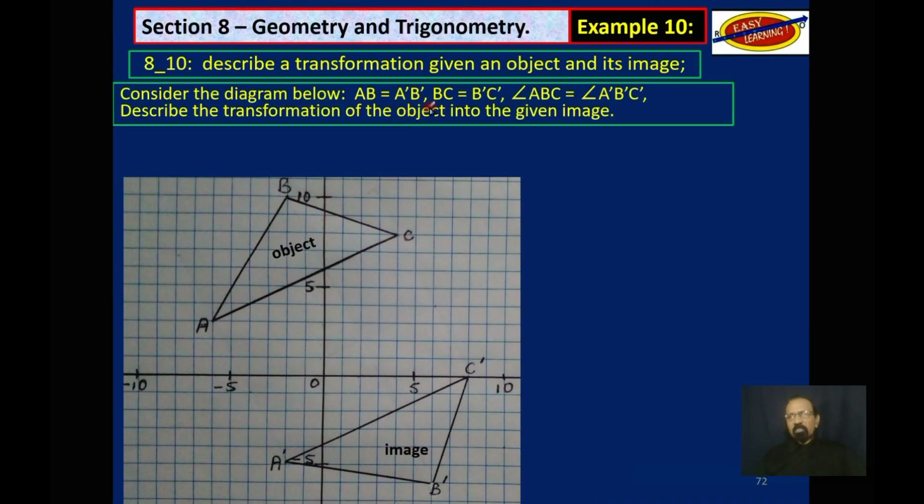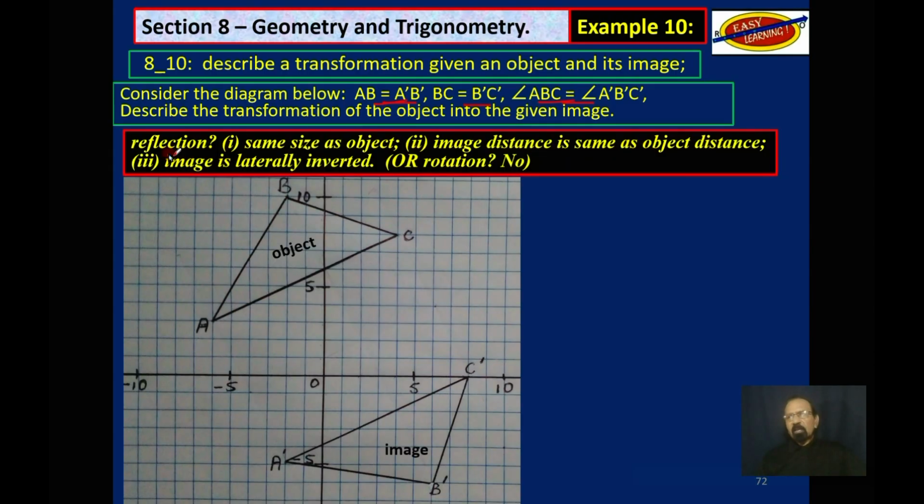Of course, we have to determine that those two are congruent. And we have enough data here to say that they are congruent. You're given two sides and an angle in between. So they are congruent. So we can comfortably say they are congruent.